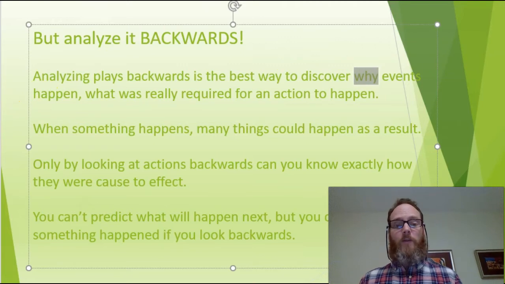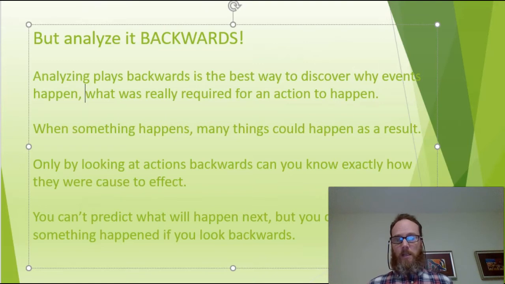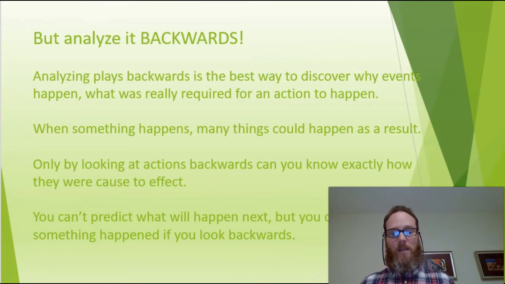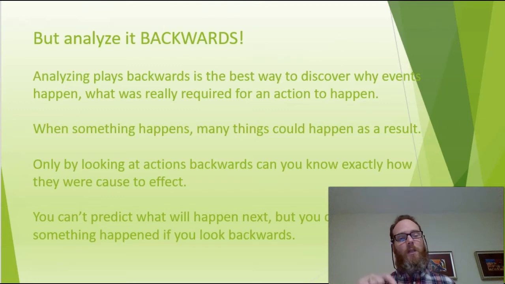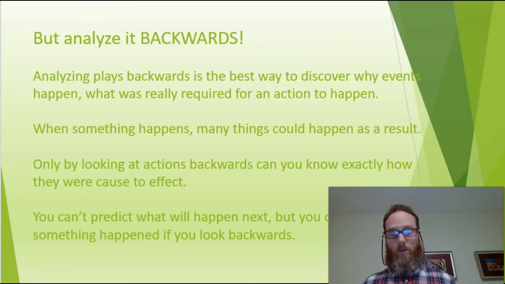What was really required for an action to happen. Let's just look at all this text that's up here. When something happens, many other things could happen as a result. The only way that you can really come up with a solid analysis on why these things happen is if you look at it backwards. And this will make more sense when we look back at our example. Only by looking at actions backwards can you know exactly how they were cause to effect. You can't predict what will happen next, but you can know why something happens if you look backwards.